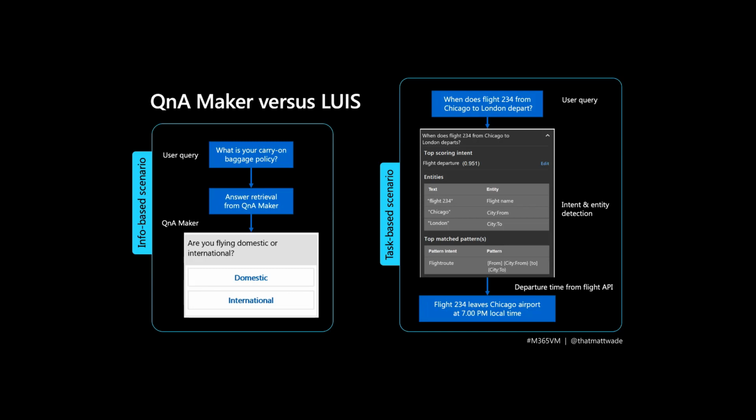But if I want something more complex, and I want to say, when does flight 234 from Chicago to London depart? LUIS is able to actually grab the information, flight 234, source Chicago, destination London, and then figure that out and actually go into the database, look it up, find out what the status is, come back and say, this is it. Now, the coming back and the looking up in the database, that's all about the logic. So that's really important to keep in mind here.